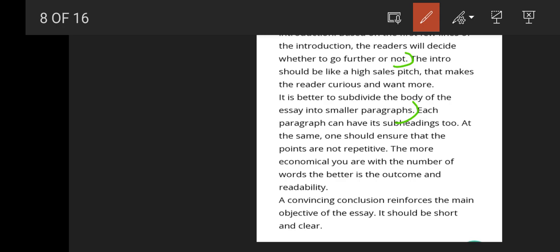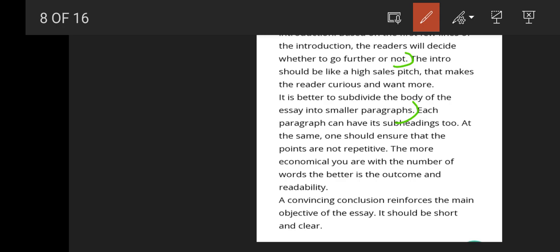Now, a convincing conclusion reinforces the main objective of the essay. It should be short and clear. The conclusion should be short, as I told you, 5 to 6 lines, not more than that, and it should have a closing part as well. It should be clear, and through the conclusion a reader can understand the whole composition.